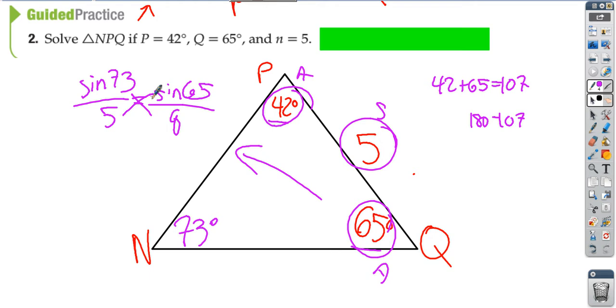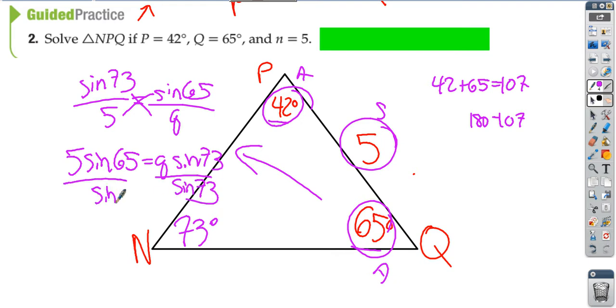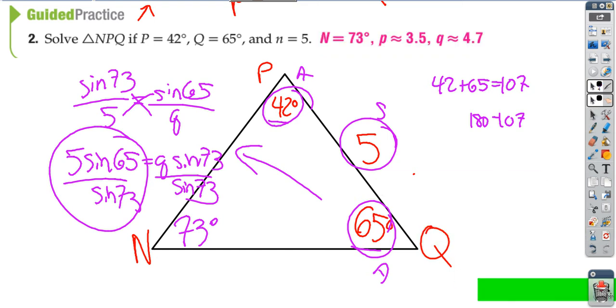You would cross multiply. So we have 5 sine 65 equals Q sine 73. Divide both sides by sine 73. And then Q equals whatever that is right there. Okay, and Q turns out to be 4.7. So that's done the same way.